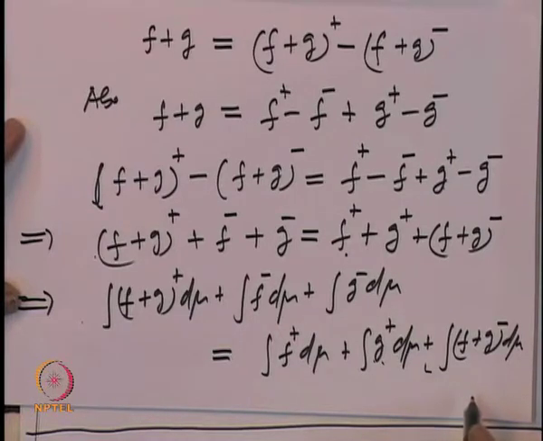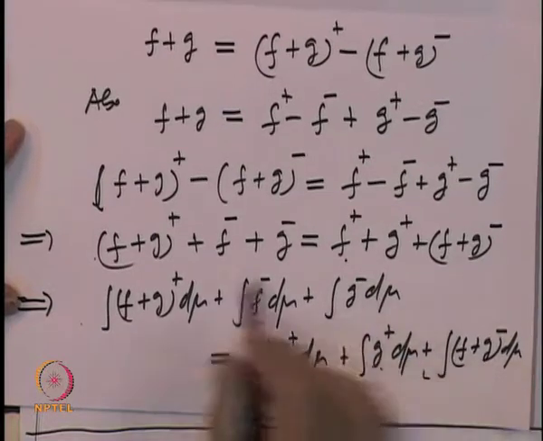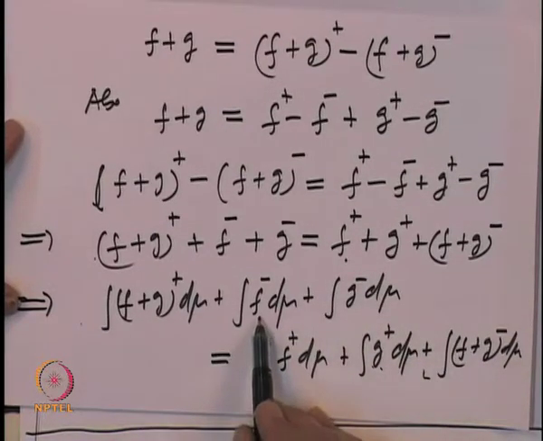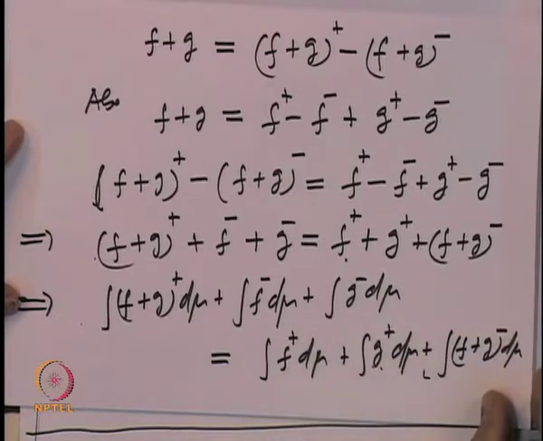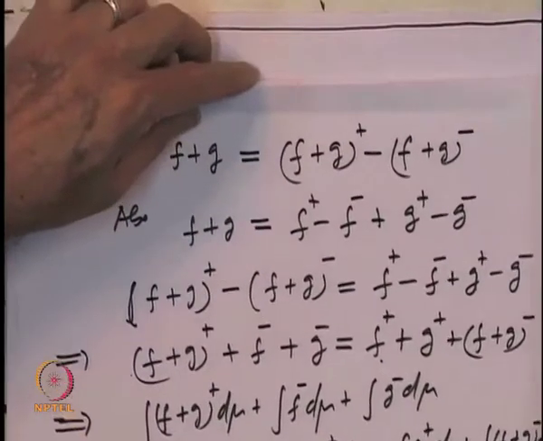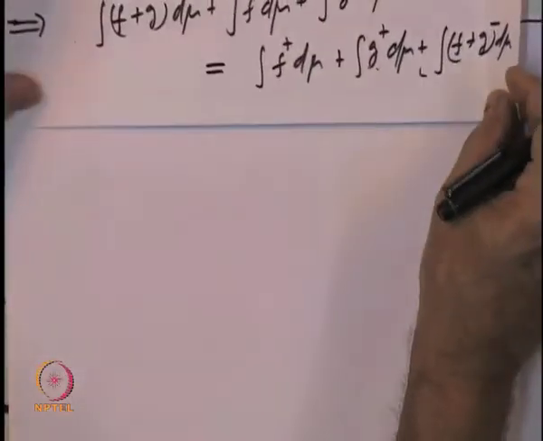So, we can again manipulate them and shift terms on the left hand side and right hand side. What we will do is bring the term integral of (f+g)^- on the right hand side to the left hand side, and the terms integral of f^- d mu and integral of g^- d mu we shift to the right hand side. So, that gives us the property.